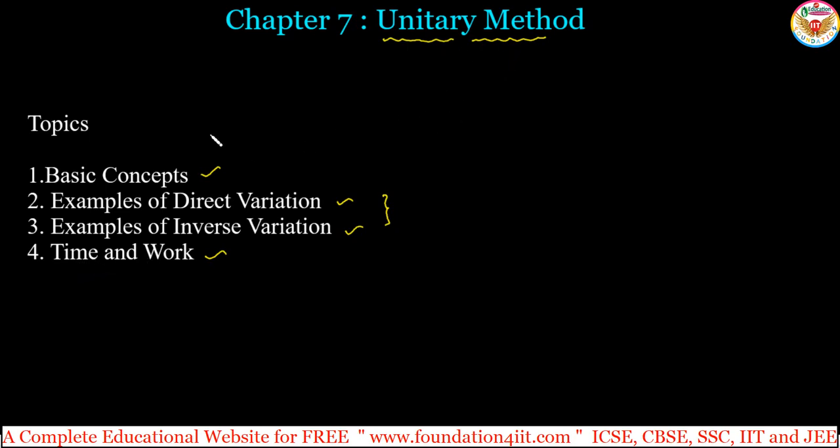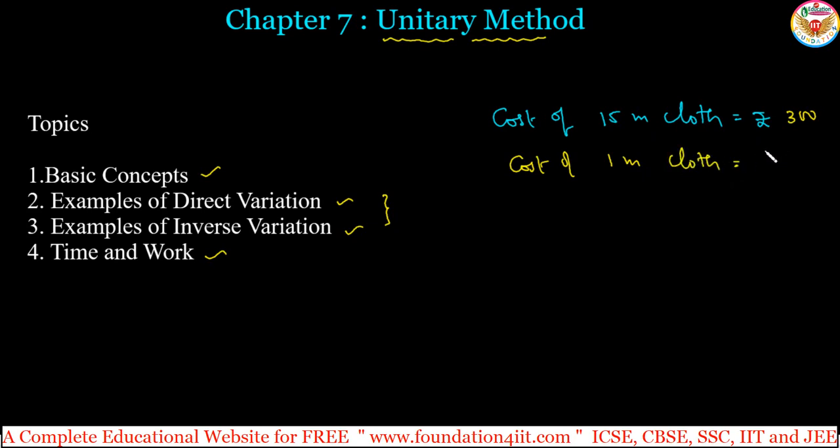Let me show you the concept of this topic, direct and inverse. For example, let us take the cost of 15 meters of cloth. Let us say 15 meters of cloth is 300 rupees. Then the cost of 1 meter of cloth: 15 meters cloth is 300, so 1 meter means 300 divided by 15.